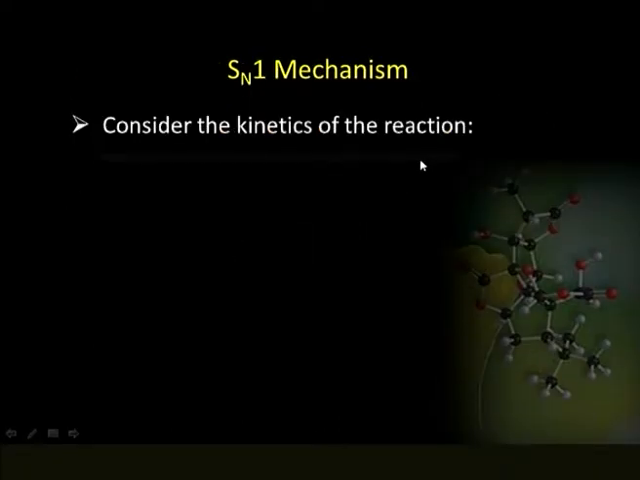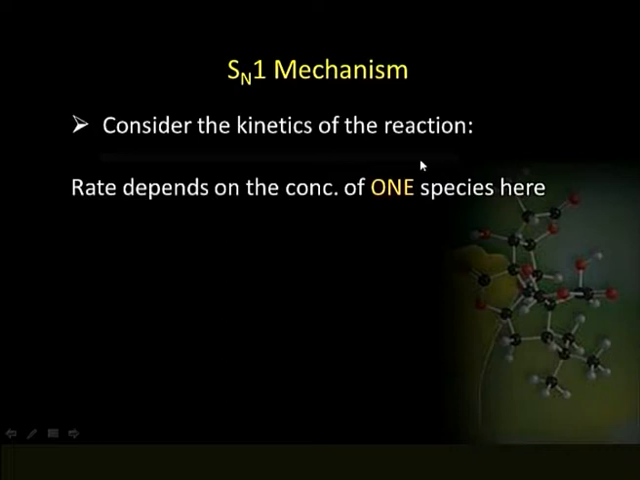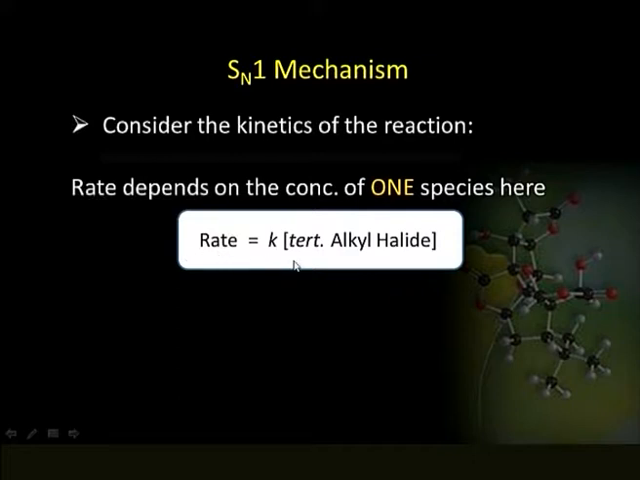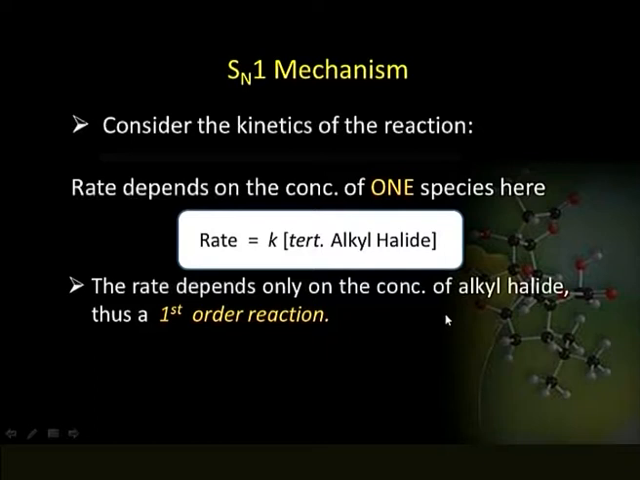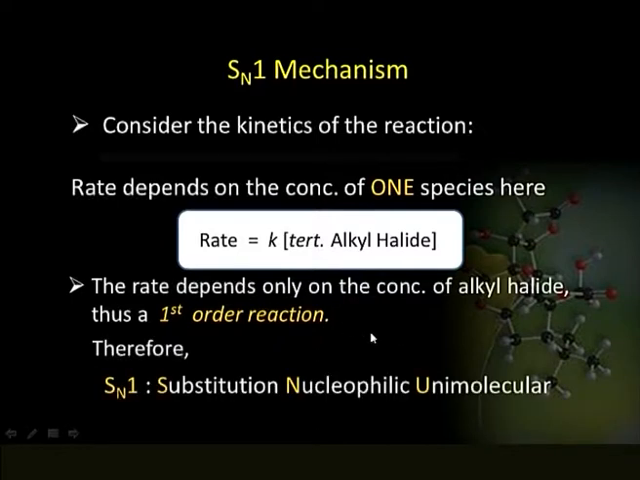Now consider the kinetics of this reaction. For the particular reaction in case of SN1 mechanism, the rate depends on the concentration of only one species. So, we can write the rate equation as rate = k [tertiary alkyl halide]. The rate depends only on the concentration of alkyl halide, therefore, we call it a first order reaction, and this justifies the name SN1. S stands for substitution, N for nucleophilic, and 1 is for the unimolecular reaction.